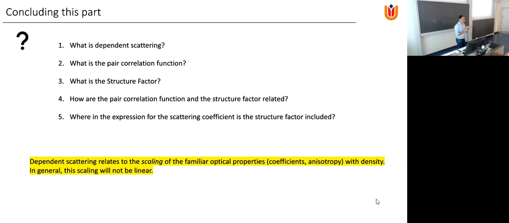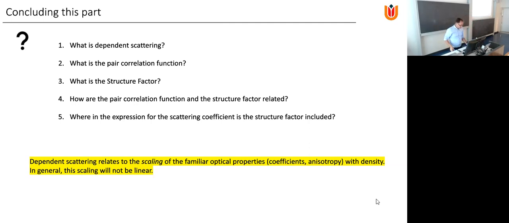The pair correlation describes a histogram distribution of distances between particles, and these distances directly influence the phase differences between scattered fields of particles. So you take the Fourier transform of the pair correlation function, you get the structure factor. The structure factor is the actual function that needs to be included in the scattering calculations, and you include that expression in the integral, where the phase function is also.